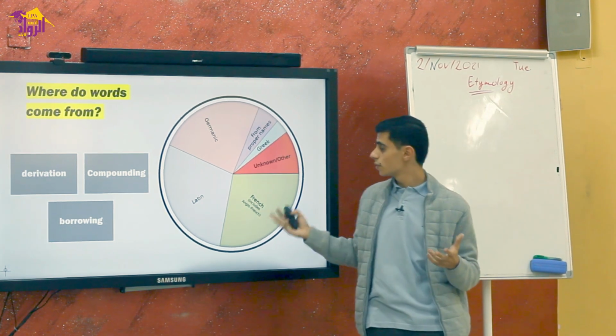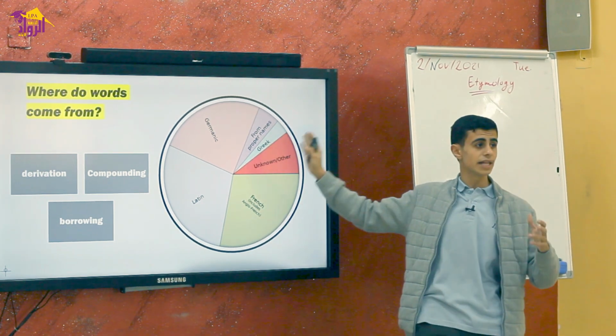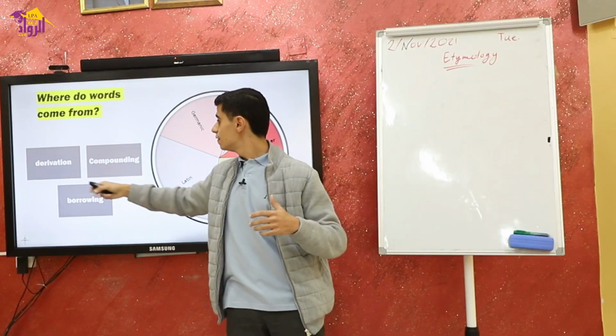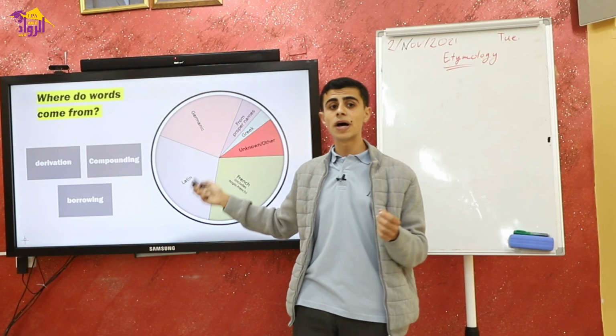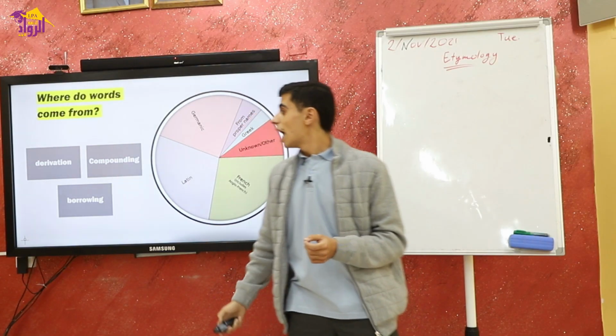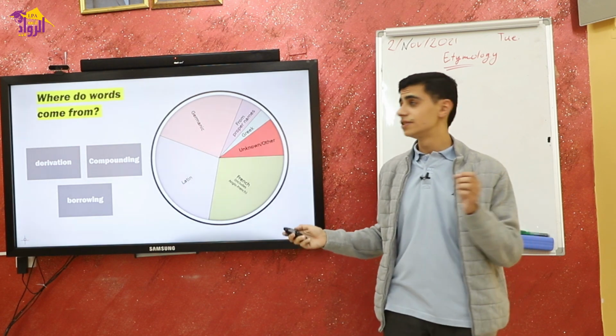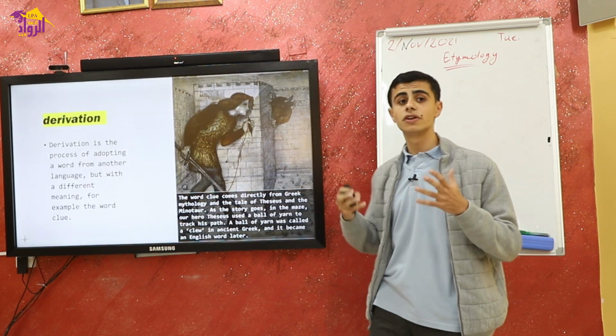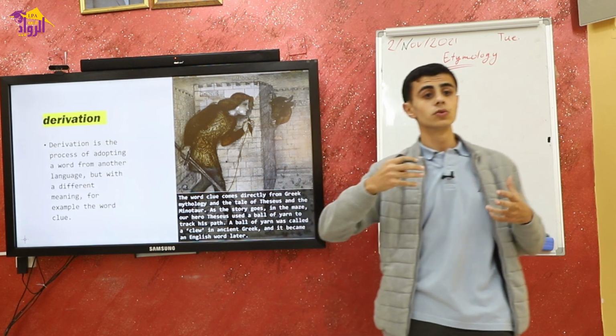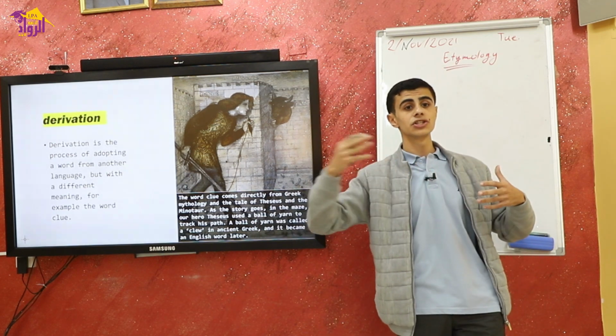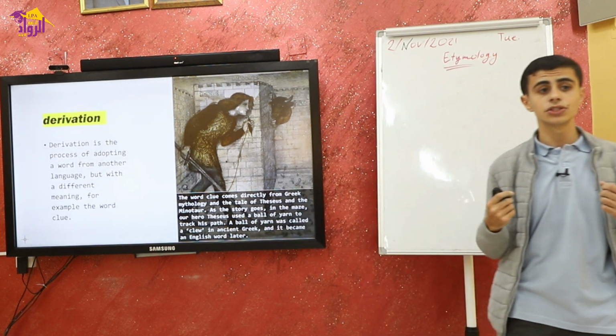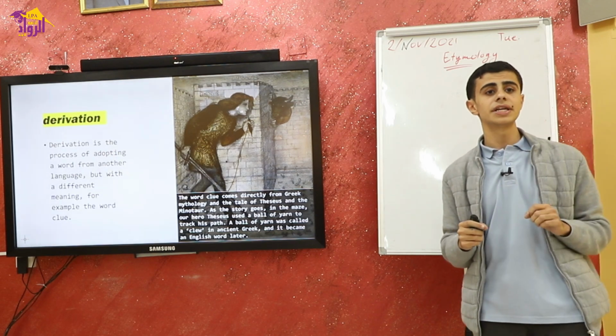Now, there are three main processes that turn a word from one of these languages into English. These processes are derivation, compounding, and borrowing. And the first process we're going to talk about is derivation. Now, derivation is the process of adopting one word from one of these ancient languages into the English language, but with a slightly different meaning and spelling.